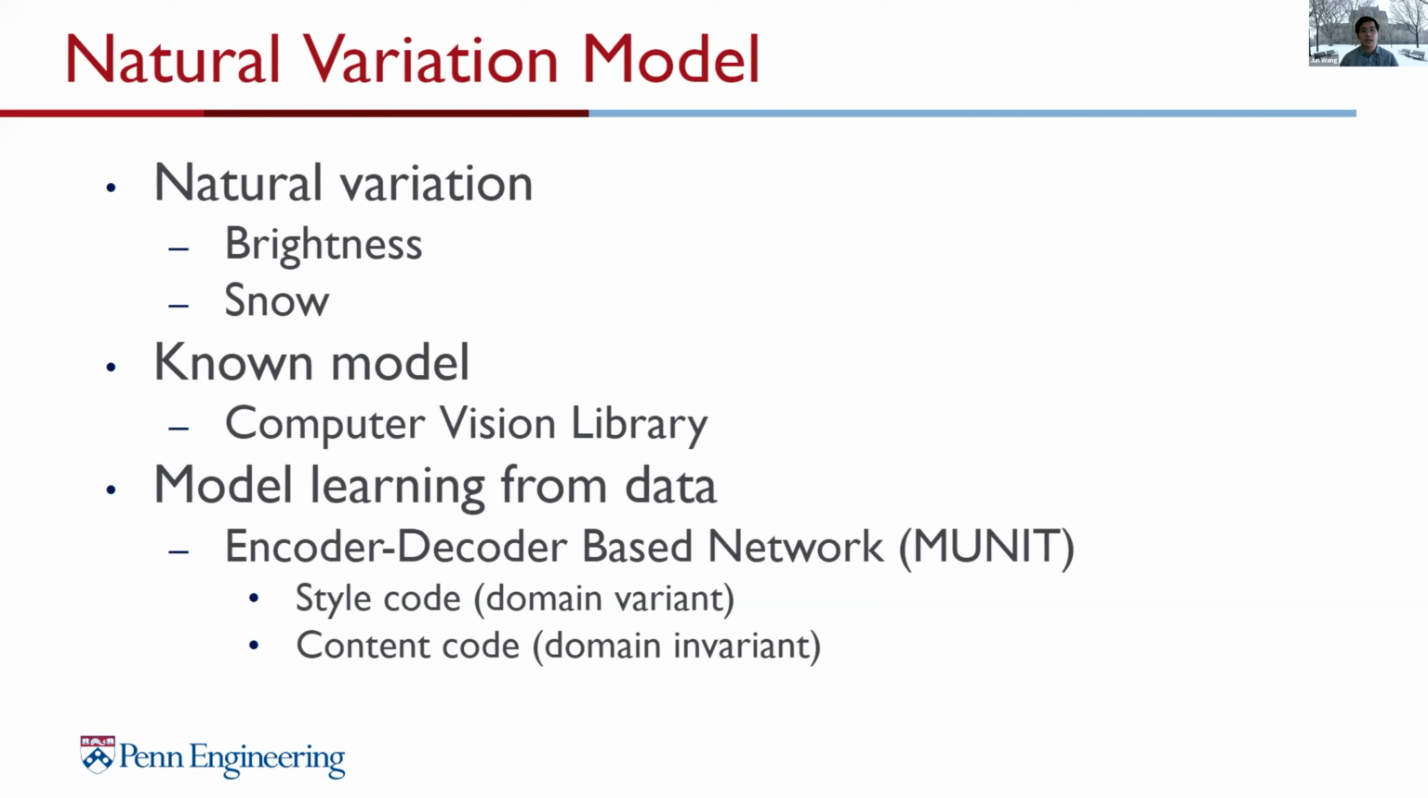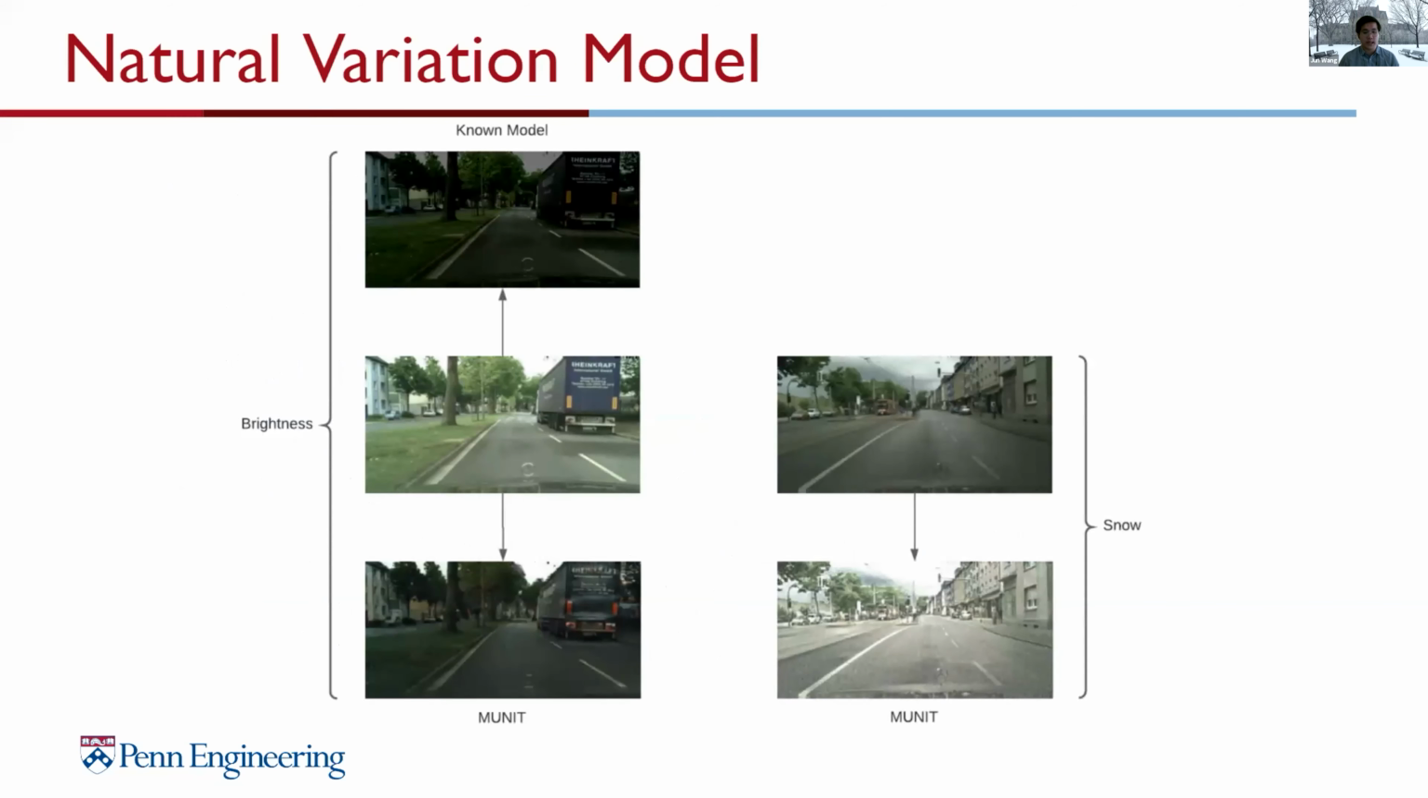But the second case is more like a real world condition where we do not know the transformation pattern from the source to the target domain. We have to learn from data. Here we use an encoder decoder based network, UNIT, which is an unsupervised domain adaptation technique. The assumption of this technique is that in latent space, we have some domain invariant content code, which constructs the overall structure of the image, and we have some style code, which is specific to this image in this domain. So in here, in the image, we can see that the left-hand side is the brightness condition.